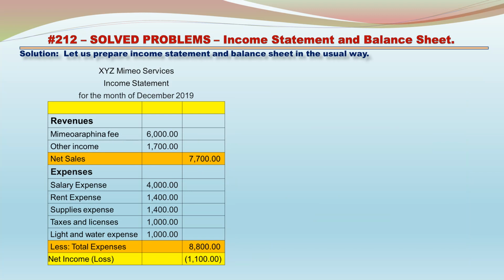XYZ Mimeo Services income statement for the month of December 2019. Revenues: mimeographing fee 6,000, other income 1,700, net sales 7,700. Expenses: salary expense 4,000, rent expense 1,400, supplies expense 1,400, taxes and licenses 1,000, light and water expenses 1,000, total expenses 8,800, net income (loss) 1,100.